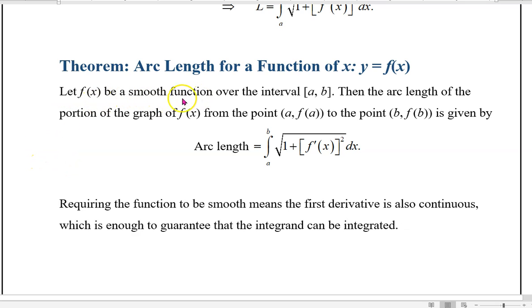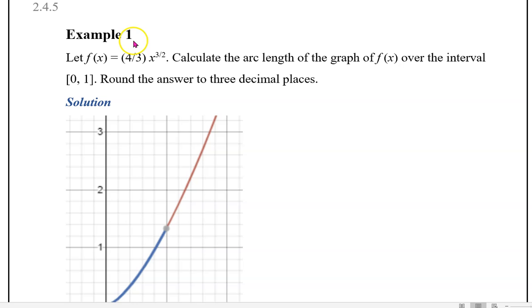Assuming that f is a smooth function, meaning it has a continuous first derivative over the interval from a to b, the arc length of the portion of the graph from the point a, f of a, to the point b, f of b, is given by the formula: arc length equals the integral from a to b of the radical of 1 plus f prime of x, quantity squared, dx. Requiring the function to be smooth means that the first derivative is also continuous, and that means that we can definitely evaluate the integral. Let's take a look now at example 1.